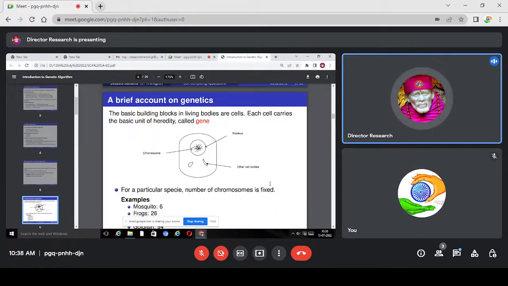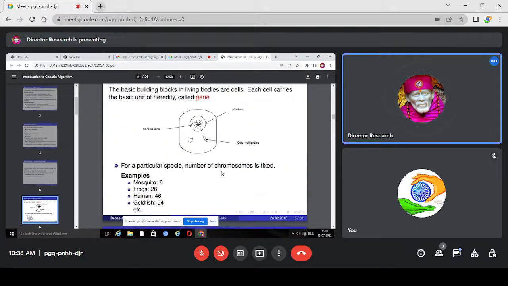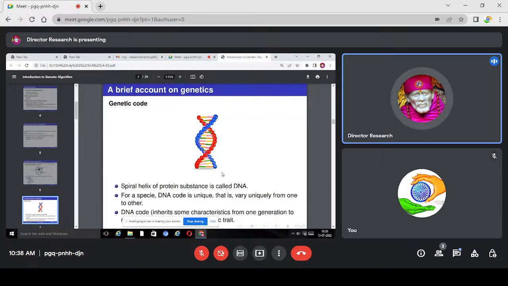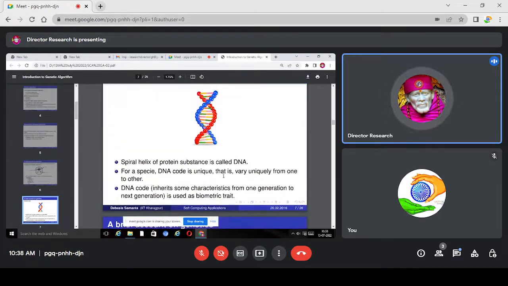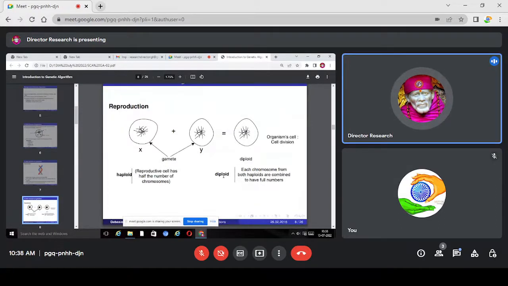For a particular species, the number of chromosomes is fixed. Examples: mosquito, frog, human, goldfish, and so on. The chromosomes vary based on that. Genetic code is the spiral helix of a protein substance called DNA. For a species, the DNA code is unique, very unique from one to another. The DNA code inherits some characteristics from one generation to the next generation. A brief account of genetic reproduction.